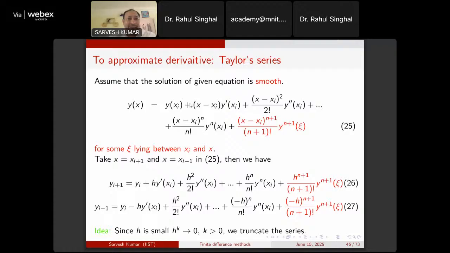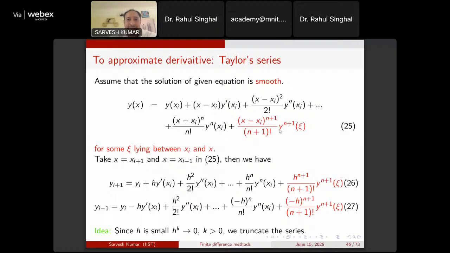So how do we approximate a derivative? For that we have to go with the Taylor series. If you have a continuous, smooth function, then it can be approximated by polynomials. The first part is a polynomial, and the red one is your error part. So basically, Taylor's theorem says that if you have enough smoothness, your function can be approximated by a polynomial.